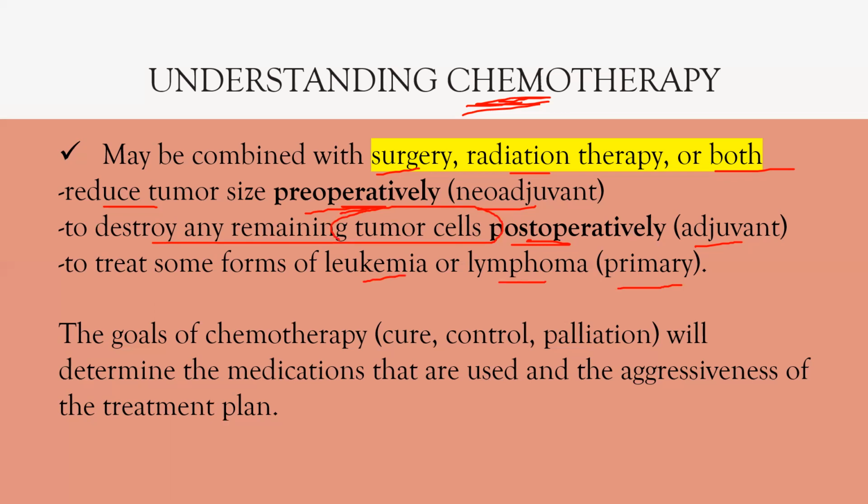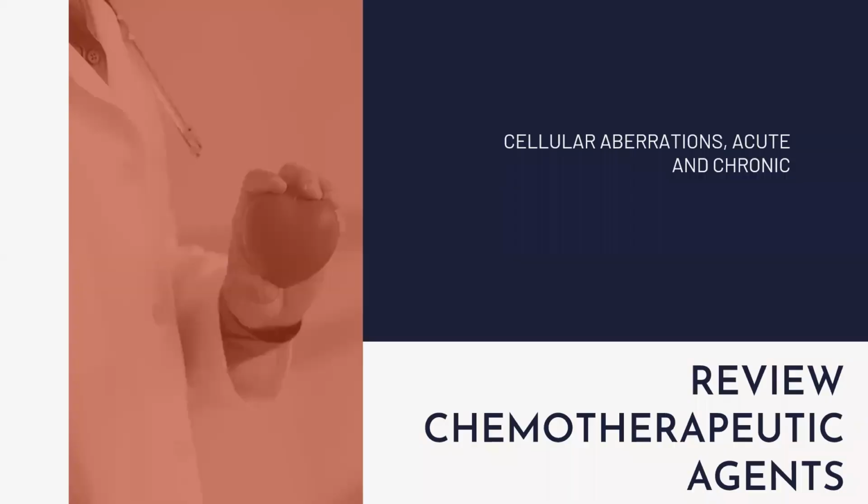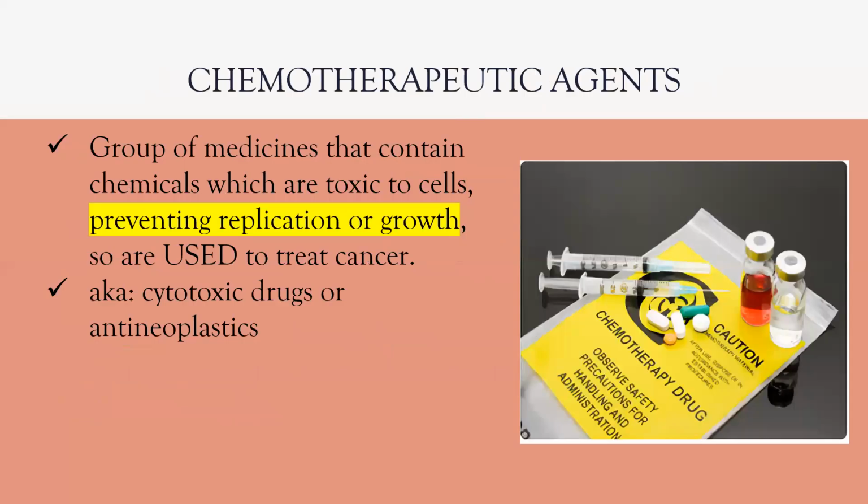The goal of the chemotherapy, whether to cure, to control, or for palliation, will determine the medication that are used and the aggressiveness of the treatment plan. And speaking of medication, now let's have a review of the chemotherapeutic agents. But first, let's describe, ano ba yung sinasabi nating chemotherapeutic agents? These are a group of medicines that contain chemicals which are toxic to cells.